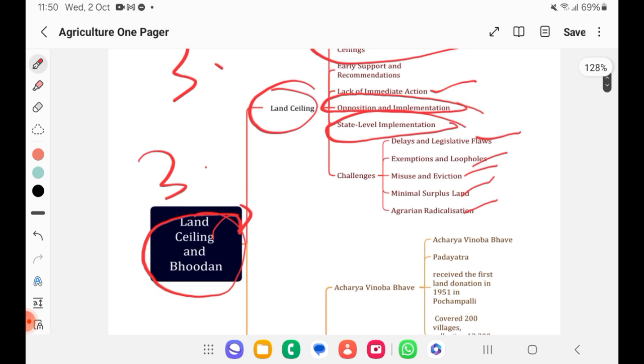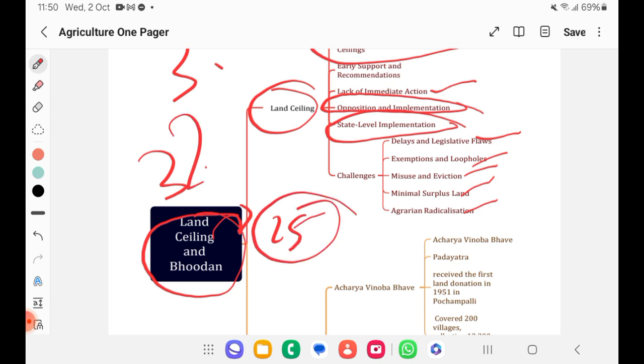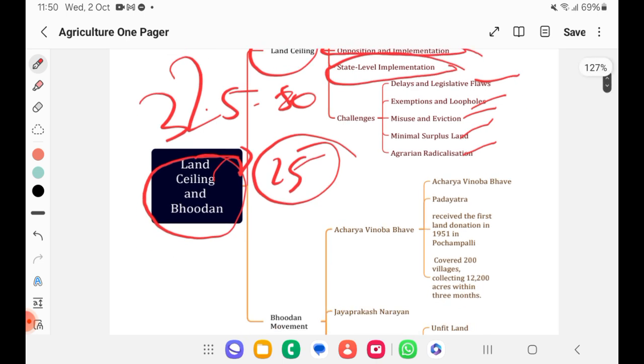So land ceilings were also there, saying you can retain approximately 25 acres of land, then it is 25 to 80 in some states, 80 to 120 in some states. So it was differing. So the land ceiling was also not completely successful.